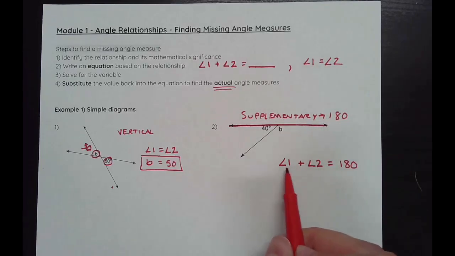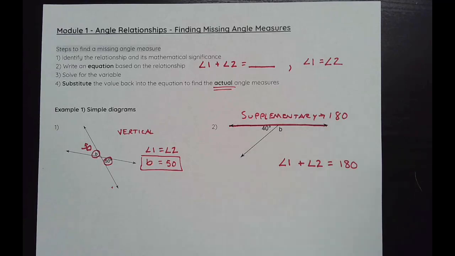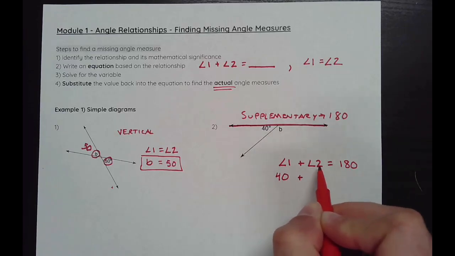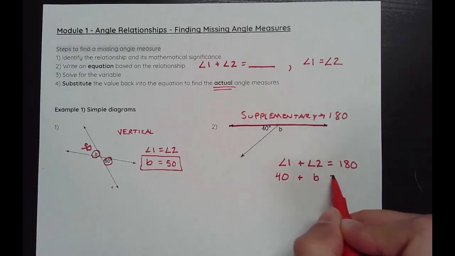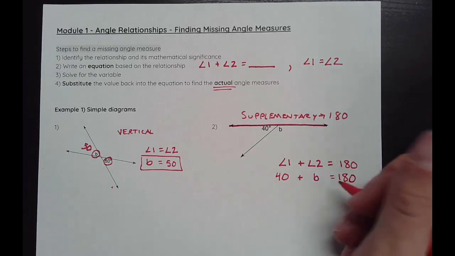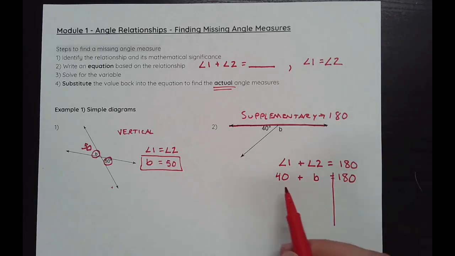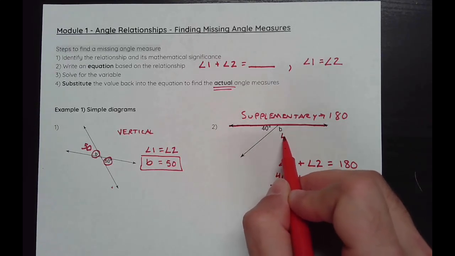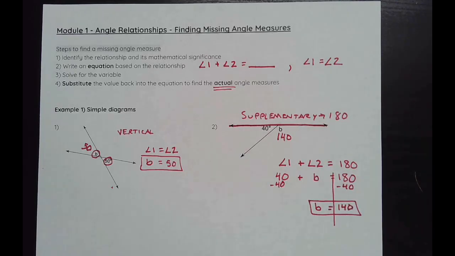So we're going to say that angle 1 plus angle 2 is equal to 180. Step 2 is to plug in what I know, write my equation. So angle 1 I'm just going to call 40. Angle 2 I'm going to call B, and that equals 180 degrees. Once I'm at this step, I can then solve for B. So I'm going to draw my line and undo the 40. So I'm going to take away 40 on both sides. B is equivalent to 140. I'm going to take that value, and since only B, my answer here is 140.